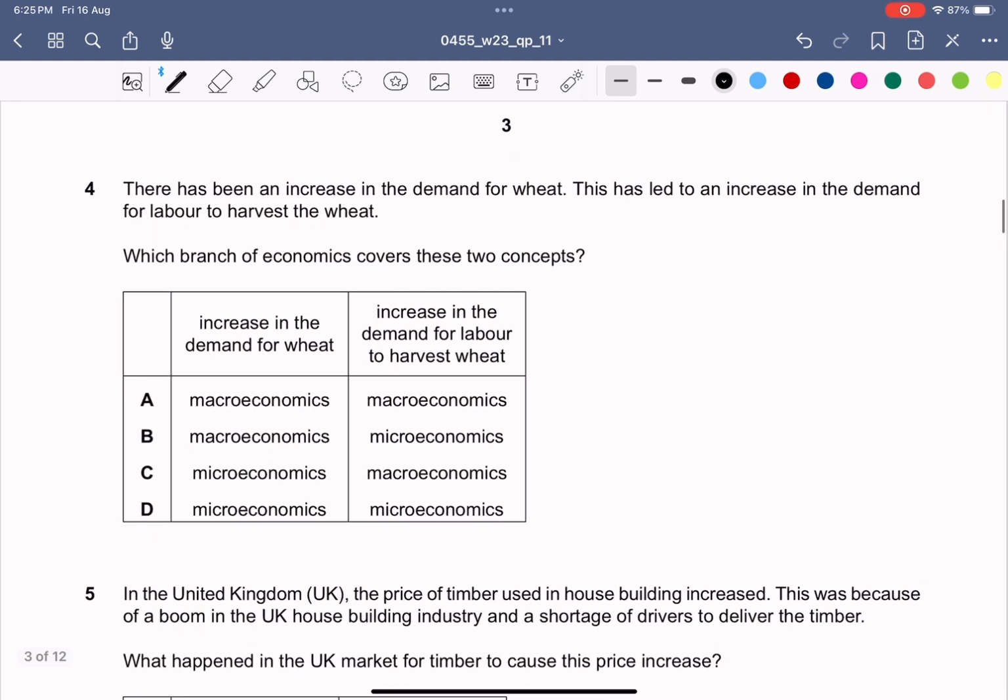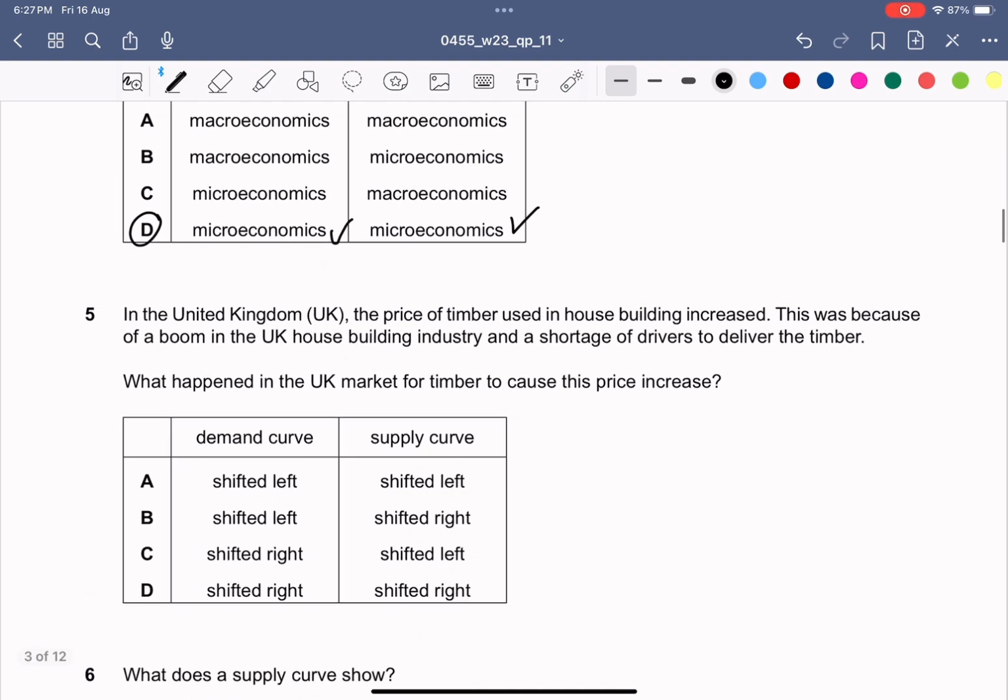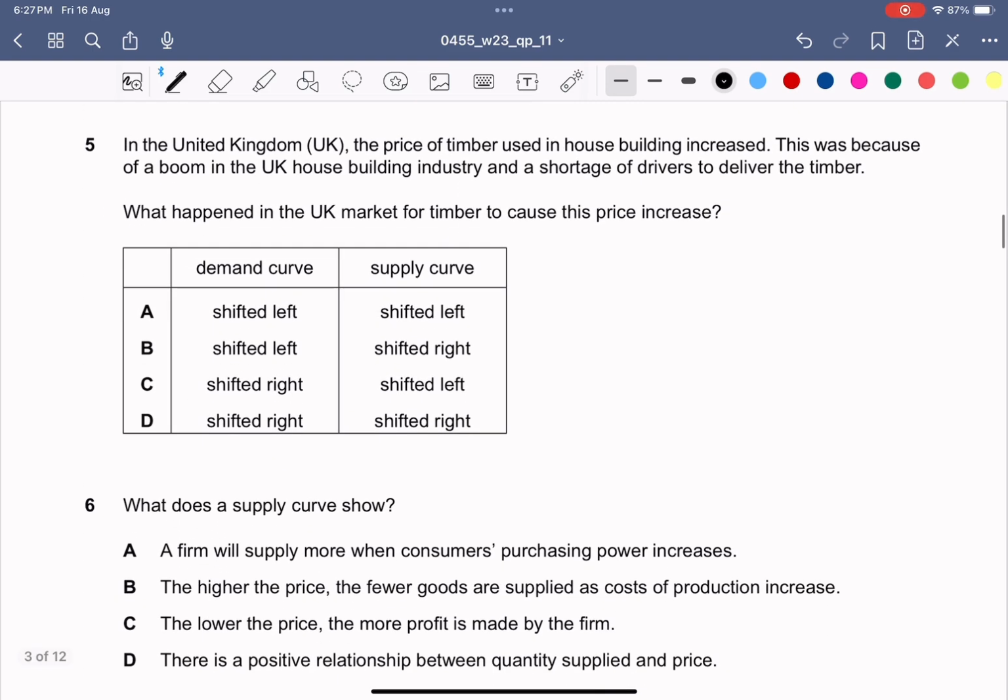Moving on. Question 4. There has been an increase in the demand for wheat. This has led to an increase in the demand for labor to harvest the wheat. Which branch of economics covers these two concepts? So the keyword for this question is demand. As we know that demand is included as one of the microeconomics topics, the answer is definitely microeconomics for both.